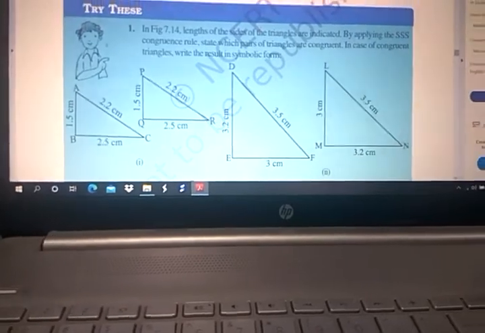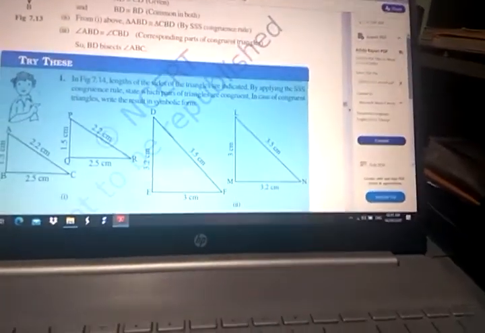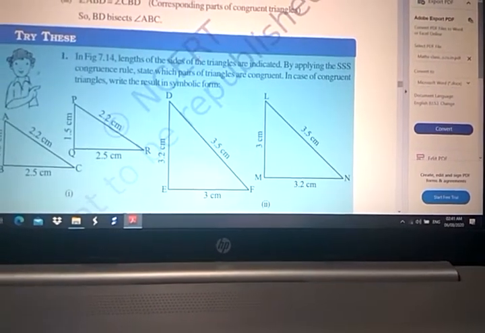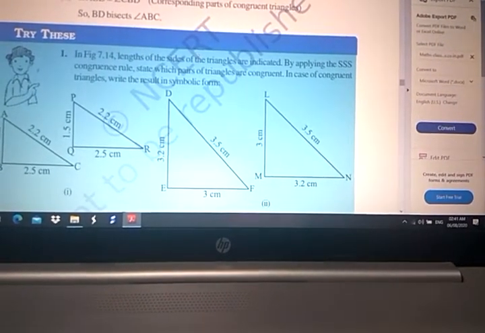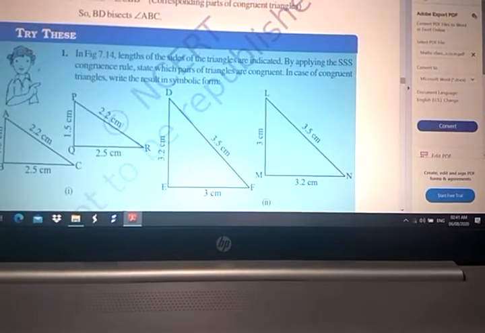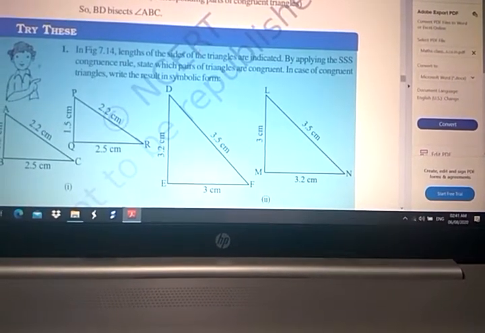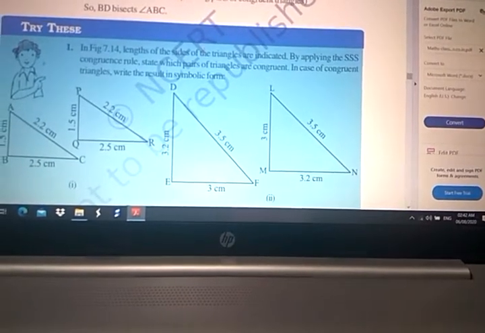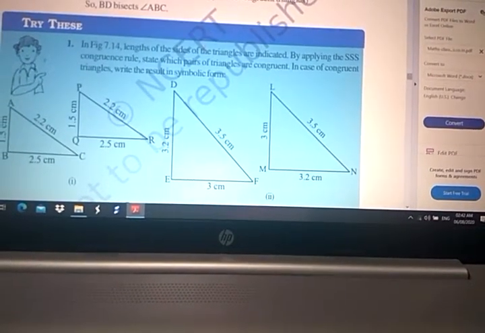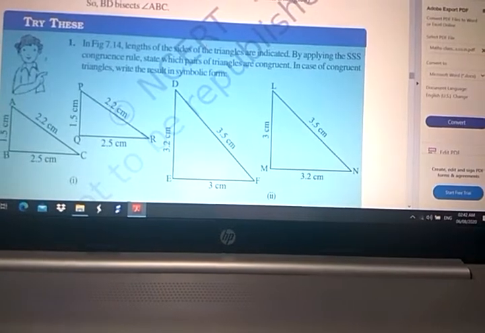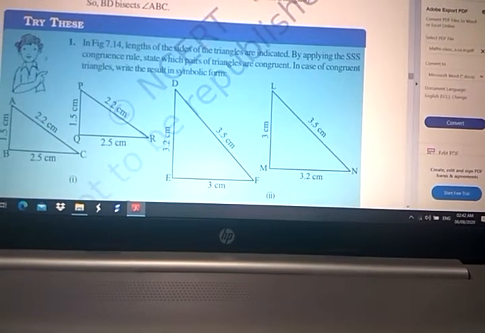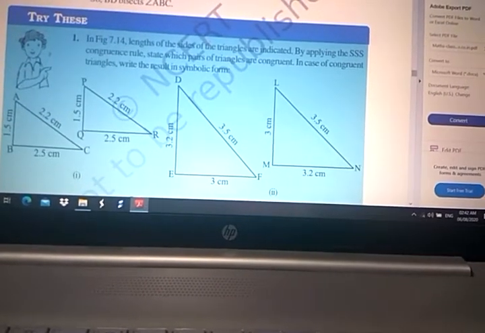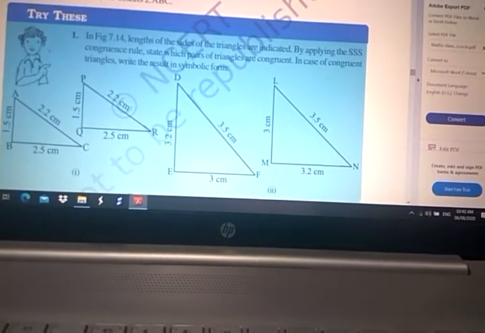Question number 2. In question number 2, you see here DE is not equal to LM, EF is not equal to MN, and DF is not equal to LN. So here triangle DEF is not congruent to triangle LMN. So here the SSS criterion does not hold.